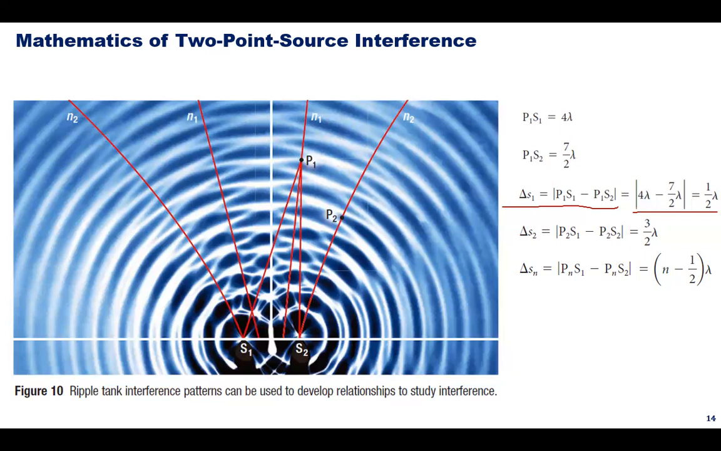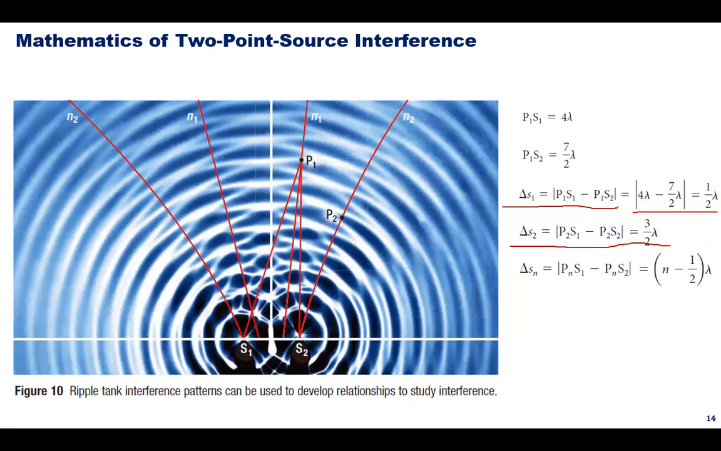A node can be found symmetrically on either side of the perpendicular bisector. The path length difference, delta S2, on the second nodal line is the absolute value of the difference between P2S1 and P2S2. And this gives us delta S2 equals 3 half wavelengths, or 3/2 lambda.